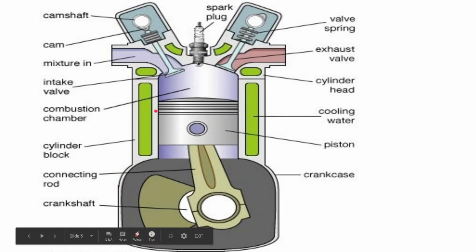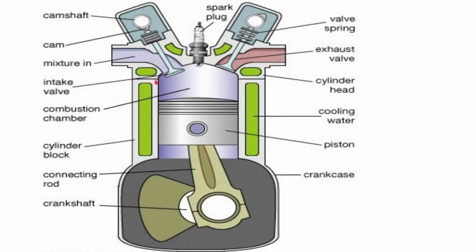This volume will keep varying as the piston goes up and down. So this is the piston, and this is the connecting rod. This volume is called the combustion chamber, and the piston moves up and down in a reciprocating motion.